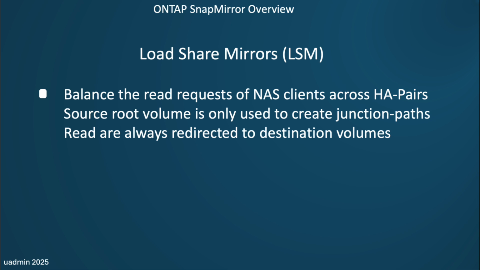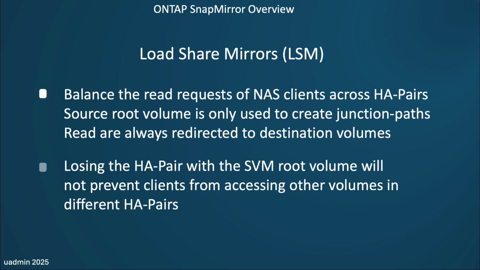So that will balance the load of read requests across multiple HA pairs. The second argument is that if you lose the HA pair that runs the root volume of a particular storage virtual machine, you will still have access to all NAS volumes in the other HA pairs because they have the read-only copy of the disappeared root volume.